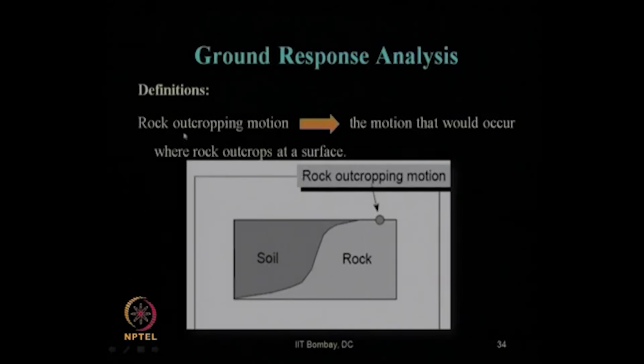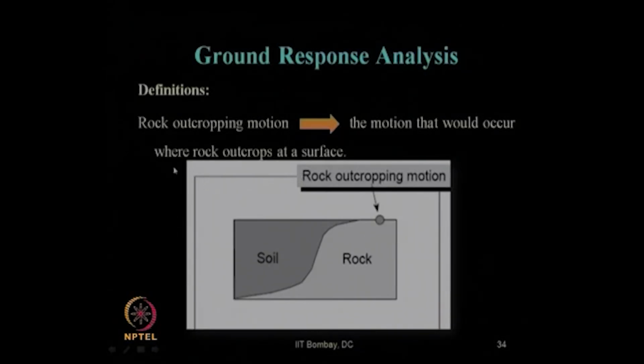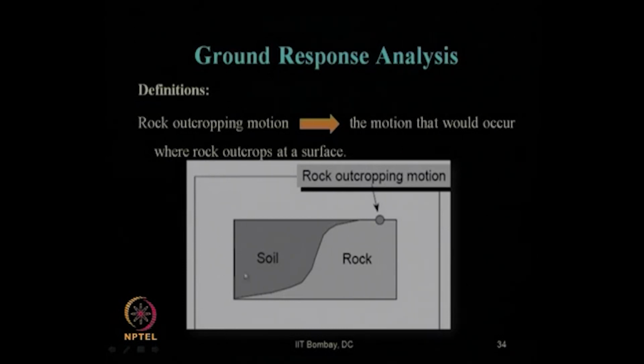Let us go through a few definitions which we will be using very often while going through this ground response analysis. First one is rock outcropping motion. What is rock outcropping motion? Let us look at this picture. Suppose we have a soil site like this and a rock site like this.